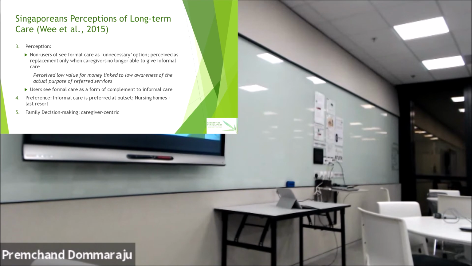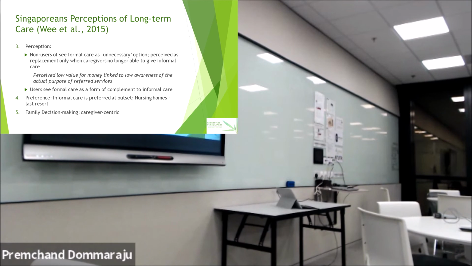Users, on the other hand, say that this long-term care actually adds to my ability to help. So I can help, but this long-term care helps me help better, helps me do my caregiving better. The fourth point there: nursing home, last resort. I will never send my dad or my mom to a nursing home. But of course, we know the statistics show the opposite, right?